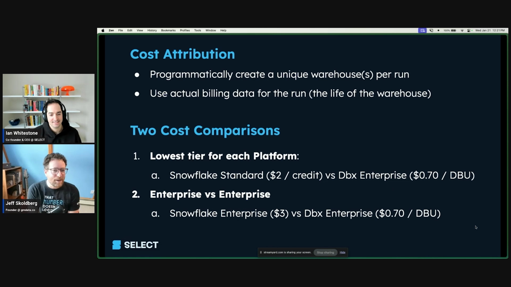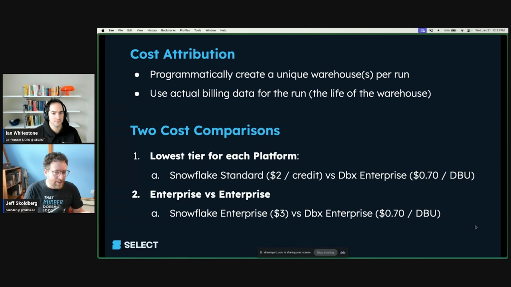I want to jump into the pricing comparisons. So we thought the fairest thing to do was take the entry level price for each one of the platforms and say, we're going to compare the lowest price that you can legitimately pay for. And in Snowflake, that is standard at $2 per credit. Databricks has gotten rid of their standard in most regions and most cloud providers and only have enterprise now. That's 70 cents per Databricks unit.